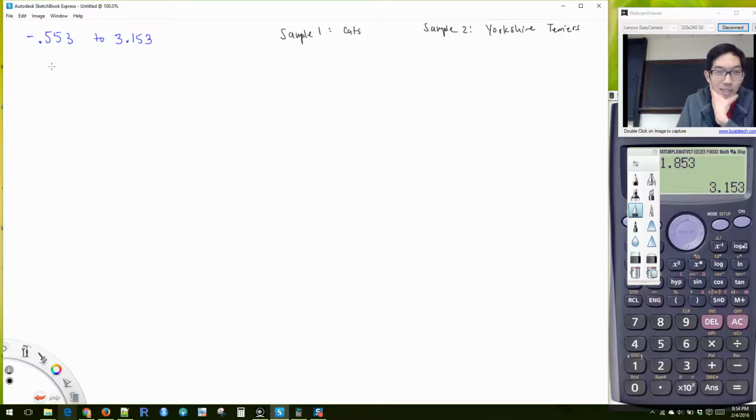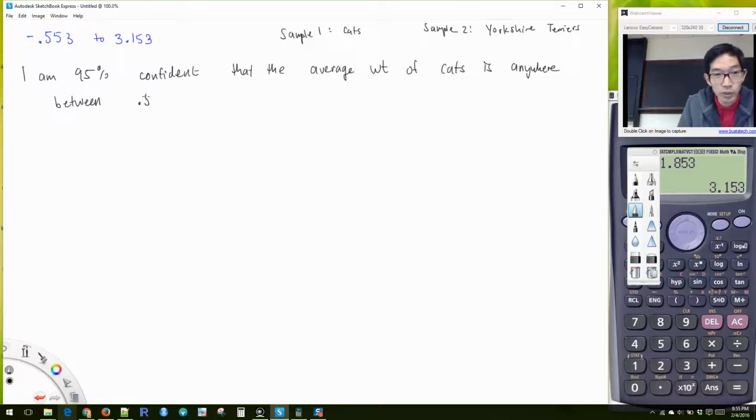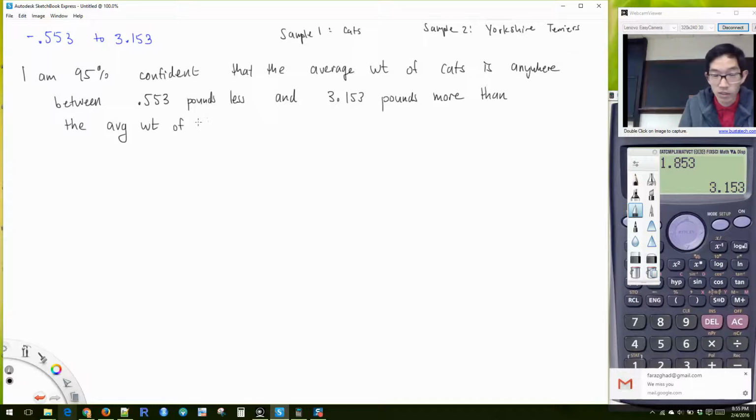All right, so I would say something like, I am 95% confident that the average weight of cats is anywhere between basically 0.553 pounds less and 3.153 pounds more than the average weight of terriers.